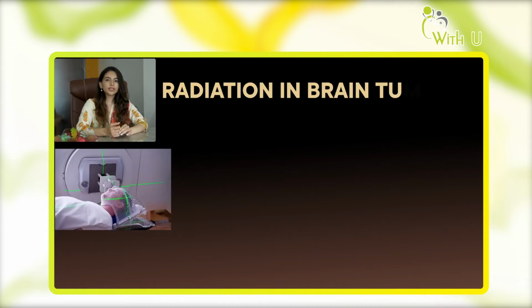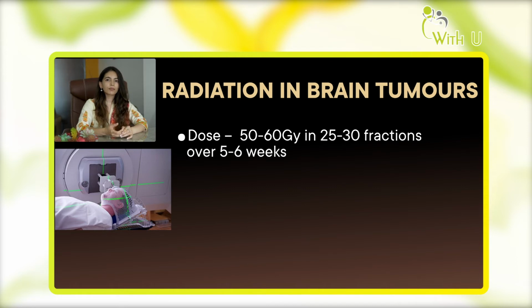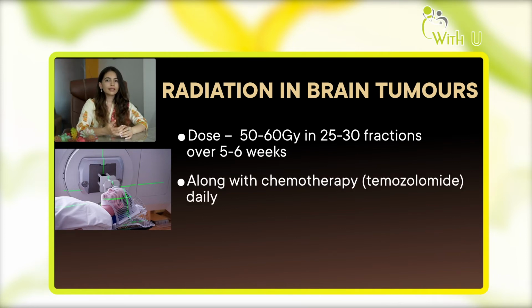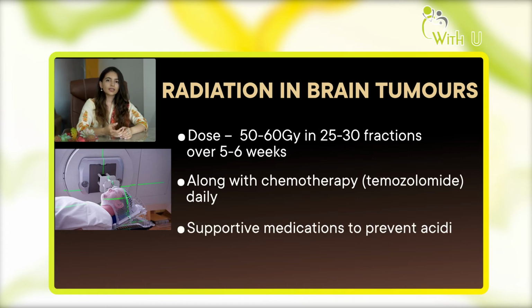So, the usual treatment plan for primary brain tumors is 50 to 60 gray in 25 to 30 fractions over a period of 5 to 6 weeks. It is given along with chemotherapy, a daily oral tablet of temozolomide. It acts as a radiosensitizer. It potentiates the effect of radiation. Along with that, supportive medications like antacids, medications to prevent vomiting, steroids, and anti-epileptics to prevent seizures might be given.